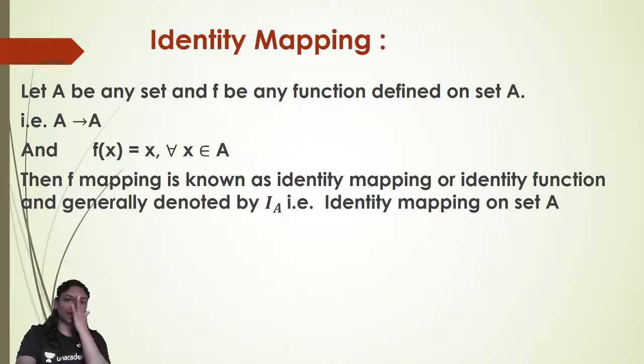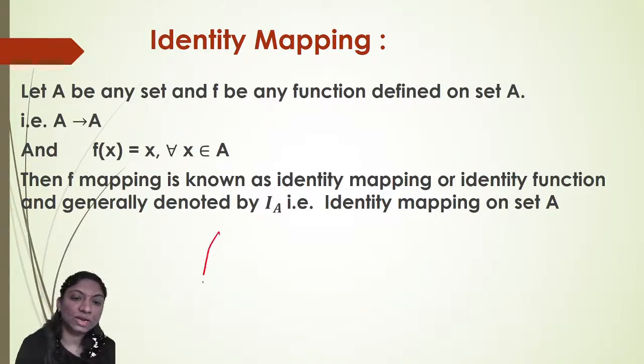So next is identity mapping. Let A be any set and F be any function defined on set A, that is F defined from A to A, such that F of x is equal to x for all x belongs to A. Then F is known as identity mapping or identity function and is generally denoted by IA, the identity mapping on set A.